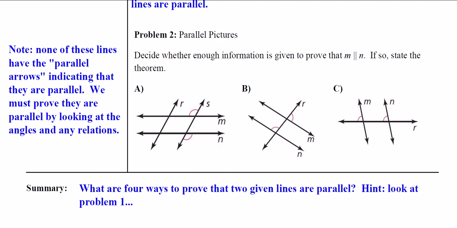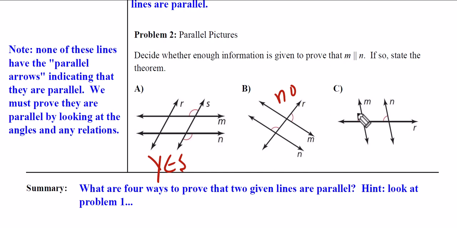Part B. So we have this angle, and they're not even really congruent. This one is obtuse, this one is acute. These are not corresponding angles. They're not alternate interior angles. They're not alternate exterior angles. They're not consecutive interior angles. So there's no way that we can prove that M is parallel to N. So this is a no. This is definitely a no. A was a yes. B is definitely a no. We don't have enough information to prove that line M is parallel to line N.